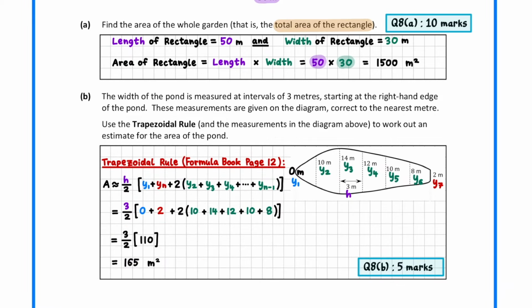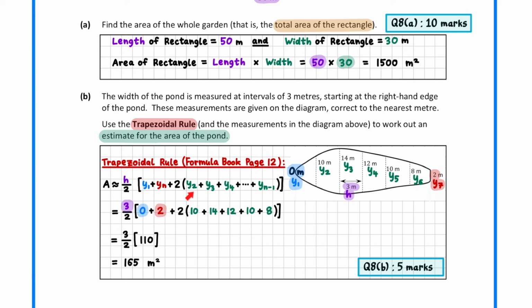In B, we must use the trapezoidal rule to estimate the area of the pond. To begin, we write out the trapezoidal rule from page 12 of the formula book. H represents the distance between measurements, which is 3. Y1 is the width of the first measurement, which is 0. Yn is the width of the last measurement, which is 2.